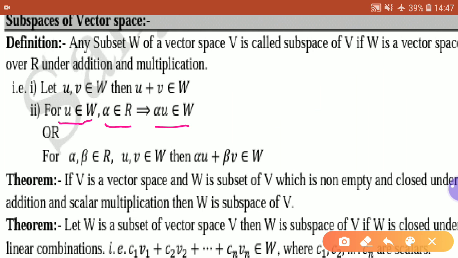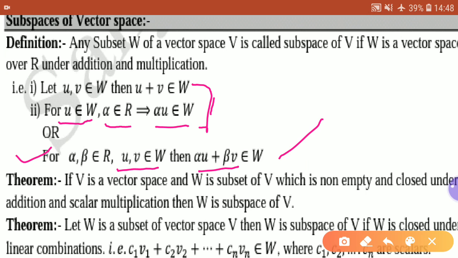Now these two conditions together can be combined into this condition: for alpha, beta belonging to R, and for any U, V belonging to W, if alpha U plus beta V belongs to W, then you can say that W is a subspace of the vector space V. So instead of checking for a vector space, checking for a subspace is easier, because we verify only two conditions, or those two conditions can be combined into a single condition. Either you check using these two conditions or using this one condition whether W is a subspace or not.